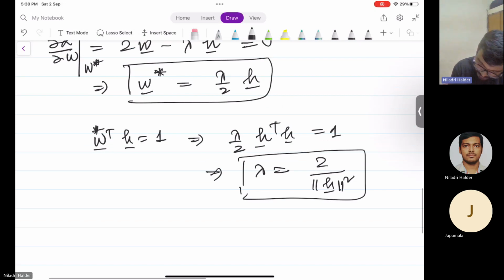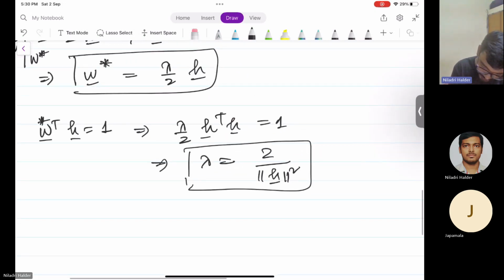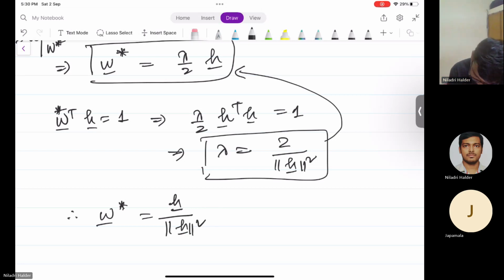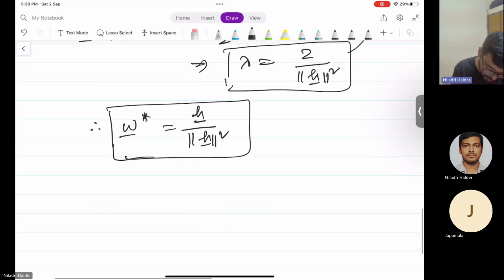Now put this lambda here in this equation. So we are getting W star equal to H divided by norm of H square. That is the optimal W star. So that is the optimal beamformer.